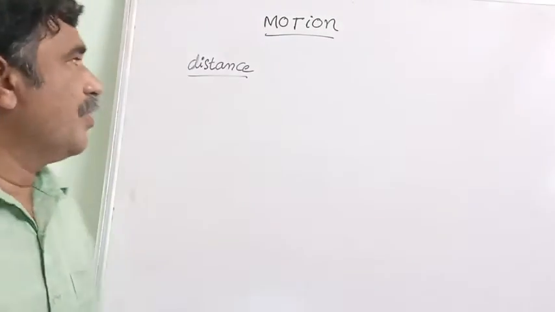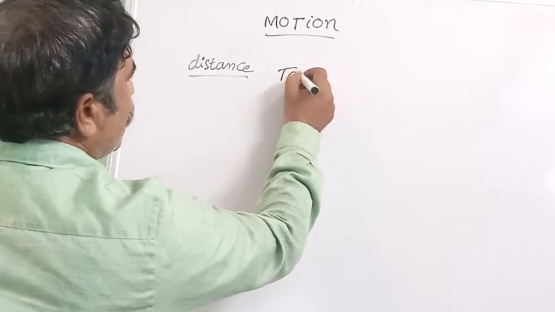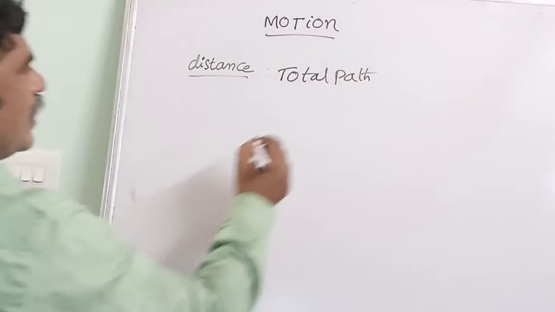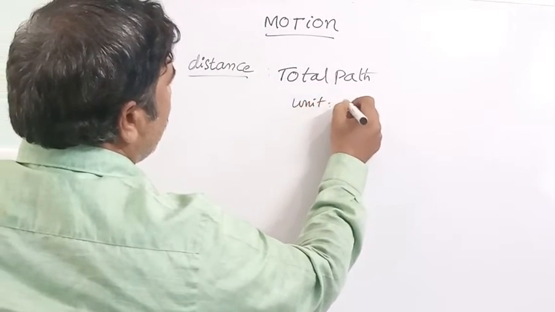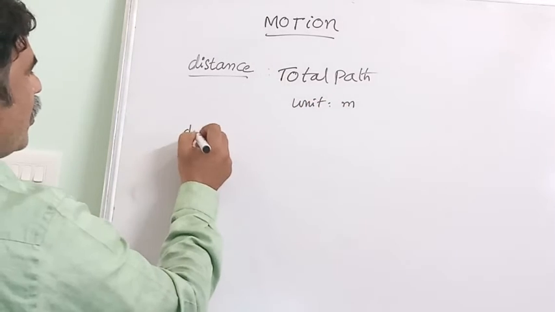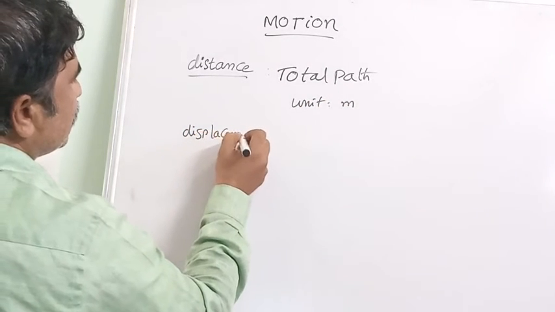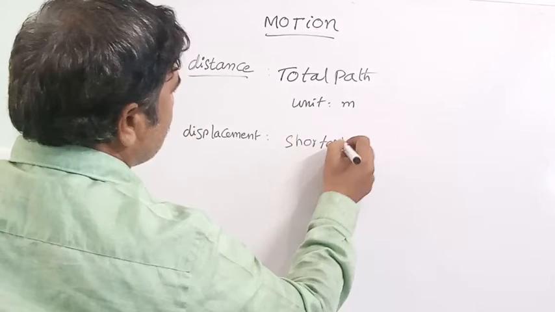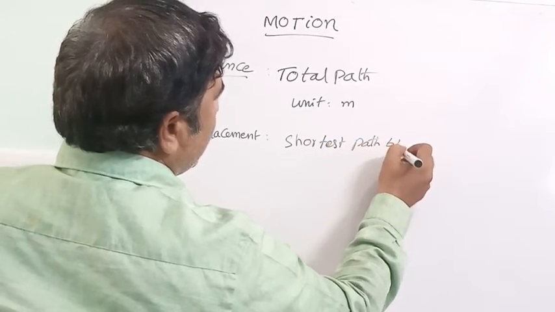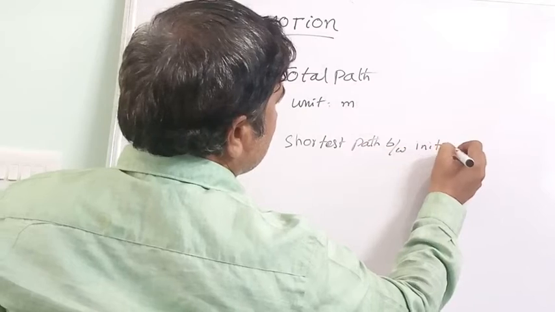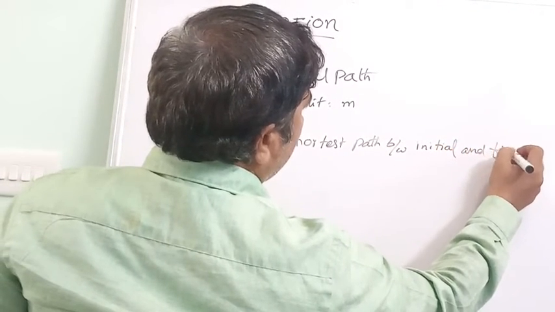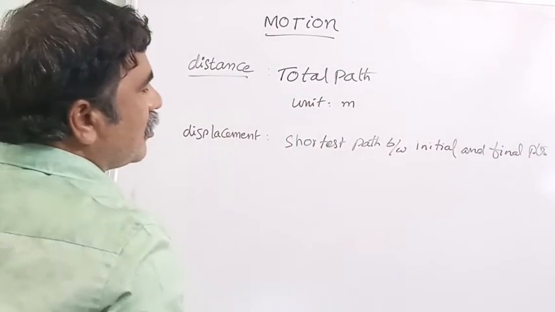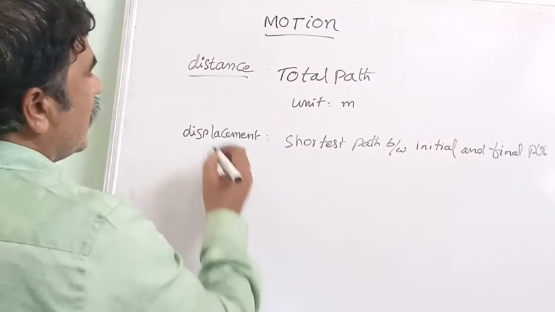Okay. Now distance. Distance means total path. Total path is known as distance. Unit is meter. Another quantity, displacement. Displacement is the shortest path between initial and final points.